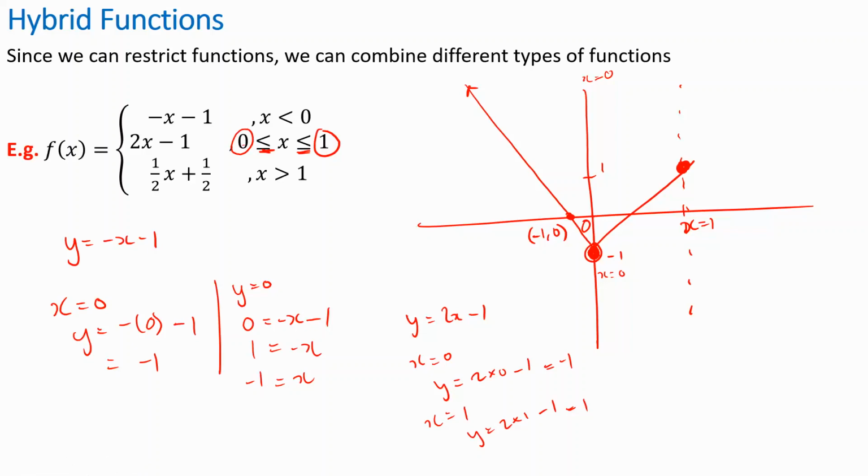Same thing again, I'm going to look at my endpoint, and it says when x is greater than 1, so when it's greater than 1, I'm going to sketch this graph. So that means my endpoint is starting at 1. Now half times 1 is half. Half plus half is 1. Okay, so now I've got 1, and I happen to also start right here.